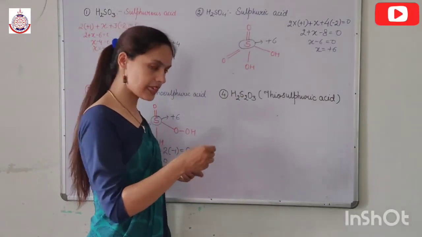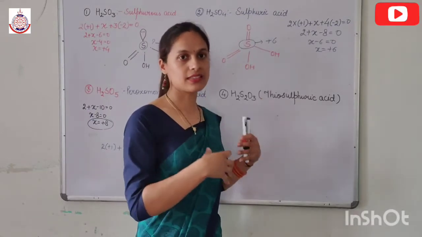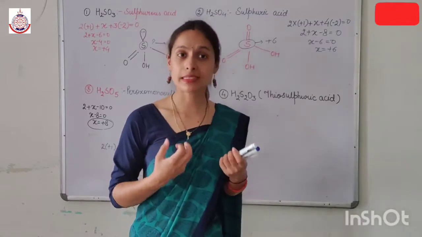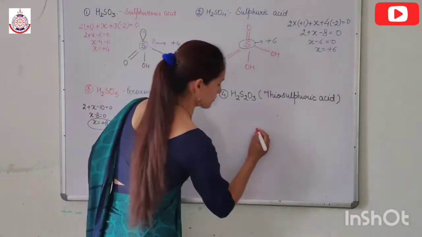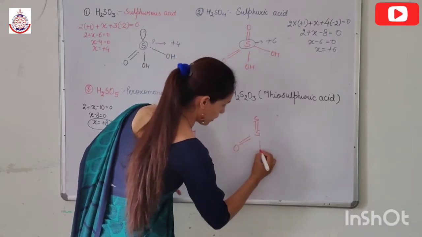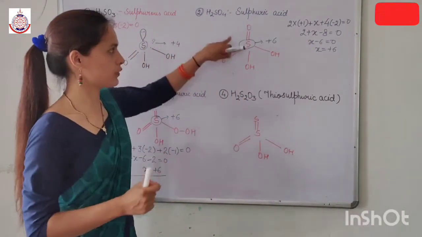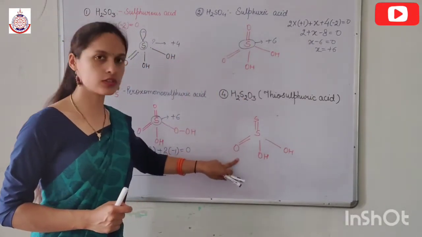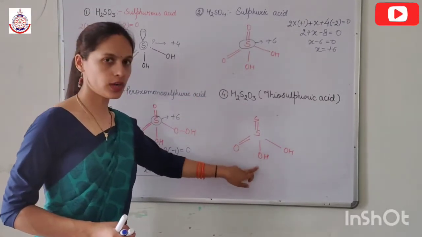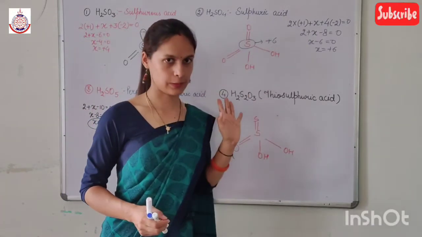This means that in this compound, it is a sulfuric acid, but one of the double bonded oxygens is replaced by a double bonded sulfur. So the structure becomes S double bond S, single bond O, single bond OH, single bond OH. So here is our sulfuric acid, and this is our thiosulfuric acid: double bonded oxygen, single bond OH, single bond OH, and double bond O and double bond S.